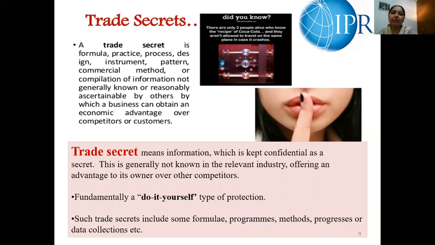And fundamentally it is a do-it-yourself type of protection. Not much the other people will do about it. You have to do it yourself. And there is also a very important thing: there are only two people alive who know the recipe of Coca-Cola, and they are not allowed to travel on the same plane. In case it crashes, you're gone with the trade secret. So trade secrets are generally the formulas, protocols, programs which give you a business benefit, and it is a do-it-yourself type of protection.